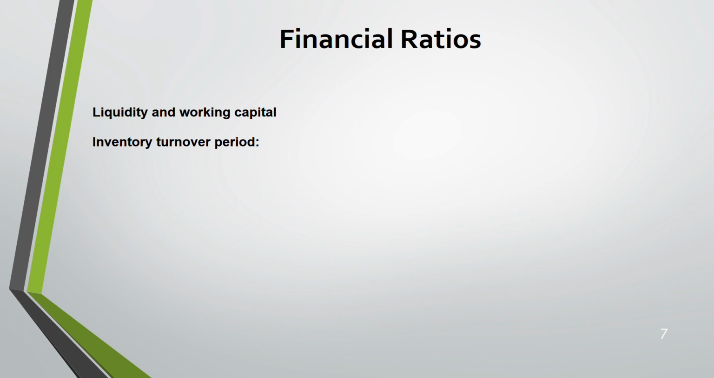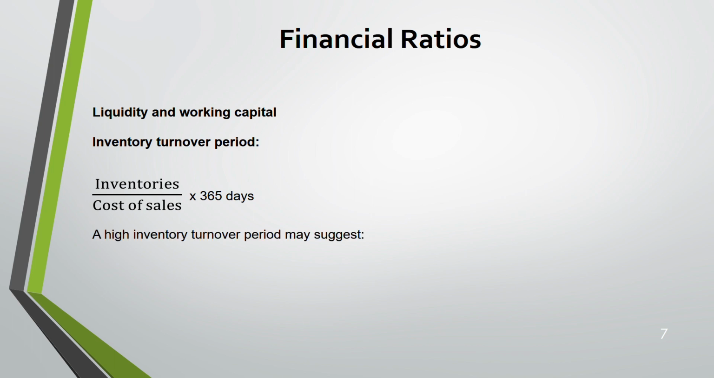This also comes under your liquidity ratio. The formula is inventories divided by cost of sales into 365 days. High turnover ratio is not good. Why? It suggests two things: customers are not demanding your goods, and poor inventory control.